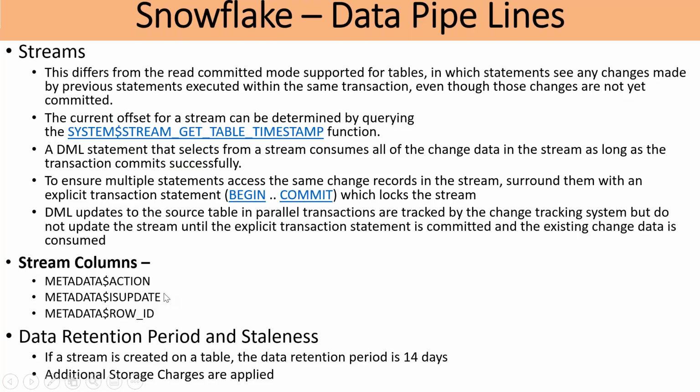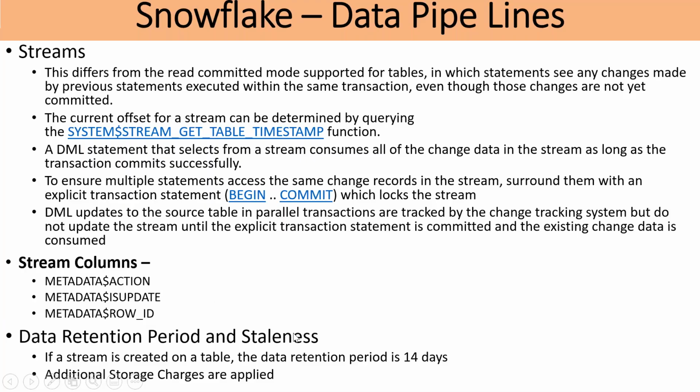That means whenever you create a stream on a table, then when you query the stream table, it shows you three more columns: metadata action, metadata is update, metadata row id. Action means, I'll show you some pictures of it, you can easily understand that.